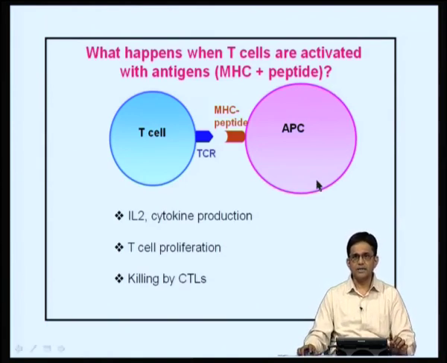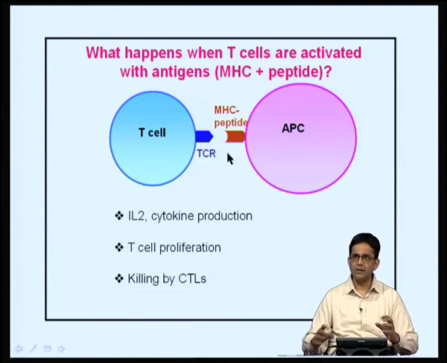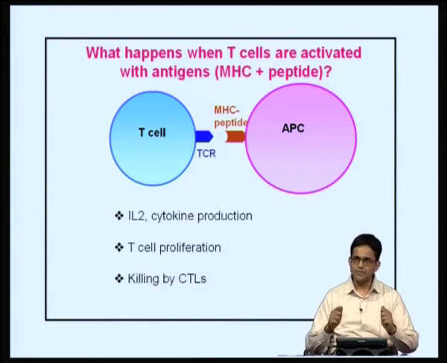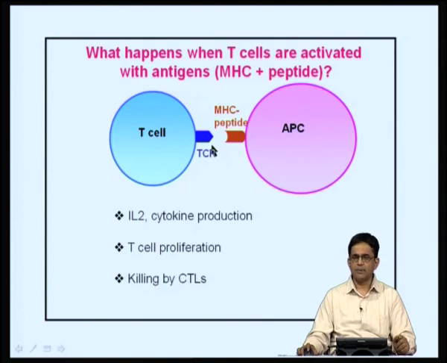This is the antigen presenting cell. It is presenting an MHC peptide complex to a T cell, and you have a cognate TCR MHC reaction. By cognate, what I mean is you have a specific reaction. That means this TCR is specific for this MHC peptide. And there are other features also involved in this, but mainly the specific interaction comes from the binding of the TCR to the MHC peptide complex.